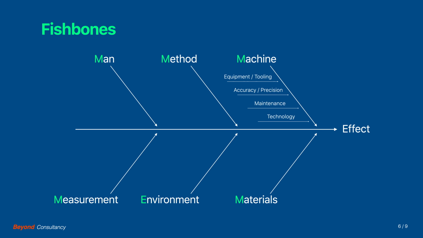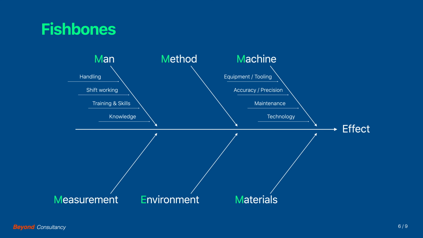The first cluster of possible causes is called machine. It relates to the equipment and the tooling involved in the effect. It investigates the processing variability in terms of accuracy and precision, the status of the maintenance, and the technological capabilities.